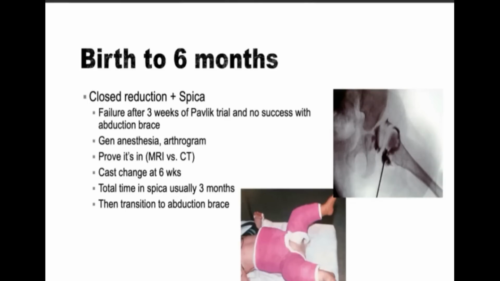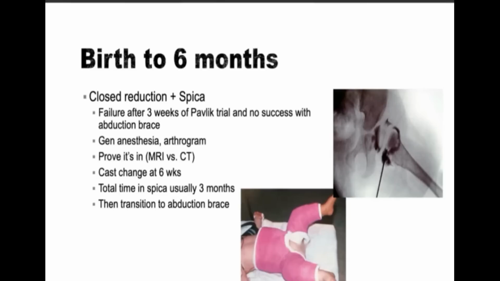And so we can use an arthrogram to make sure that we're getting a good reduction of the hip under general anesthetic. And then we put the child into this body cast, a hip spica cast. And then in my practice, they immediately go down for an MRI, a rapid sequence MRI, where we can look and make sure that our hip spica cast is holding that hip in the socket. Total time that they spend in the hip spica cast is about 3 months.